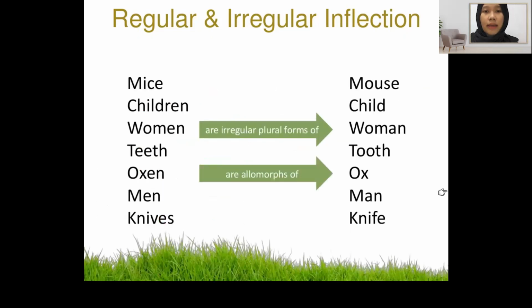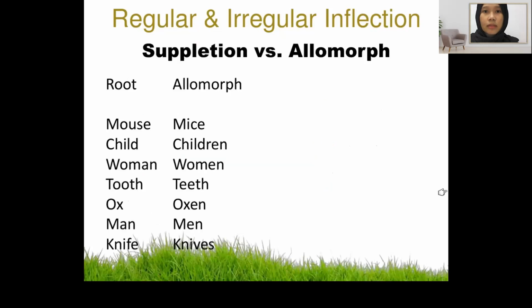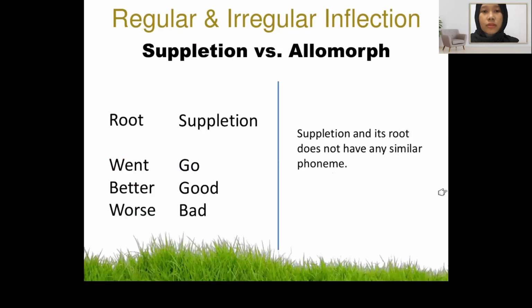And this one: mice, children, women, thieves, oxen, men, knives are irregular plural forms, or allomorphs. Went, better, worse are irregular inflection forms of go, good, and bad. Suppletion versus allomorph, root and allomorph, we're going to discuss later. An allomorph has similar phonemes to its root.